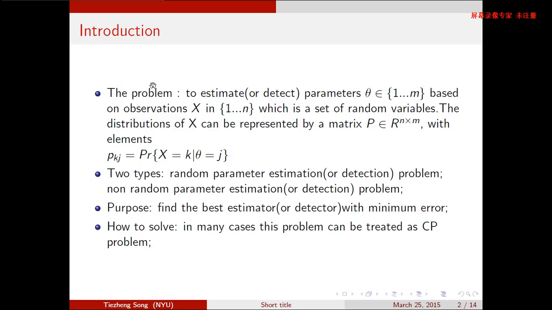There are two types of problems. The first one is the random parameter estimation problem. The second one is non-random parameter estimation problem. So our proposal is to find the best estimator with the minimum error. These problems can be solved by solving a convex programming problem.